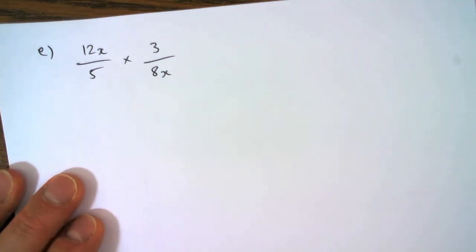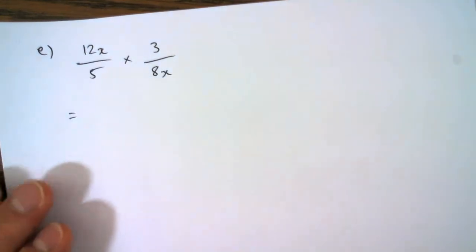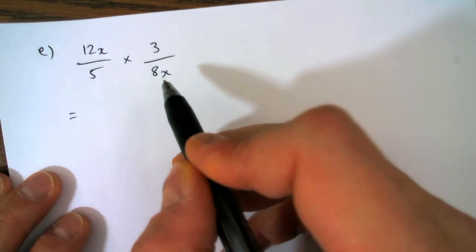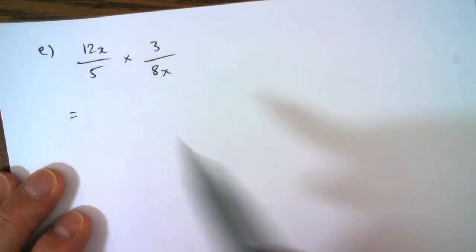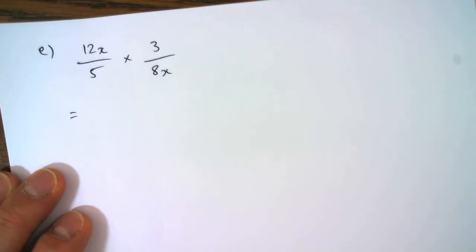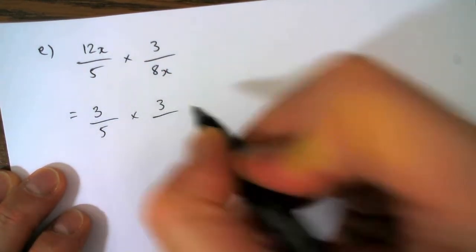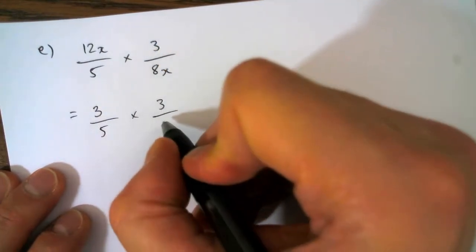Same or similar situation here. We've got a 12x and an 8x. That means we can divide both of those terms by 4x, leaving us with 3 and 2.